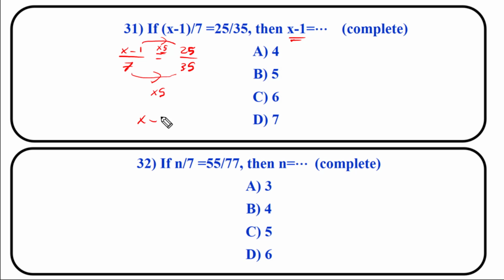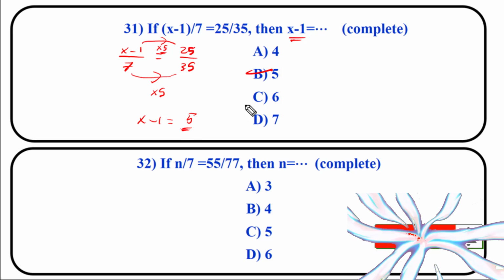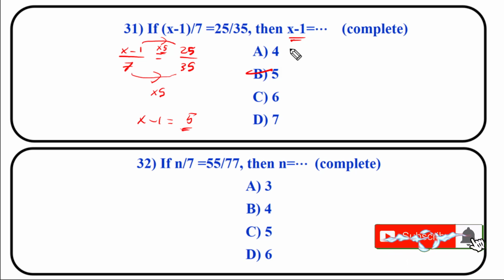Now, x minus 1 equals what, guys? Equals 5. He wants to find the value of the expression x minus 1, not the value of x. He can ask you about the value of x. It will be what number minus 1 equals 5? This number is 6. So the value of x equals 6, but the value of x minus 1 equals 5. Pay attention to this question.